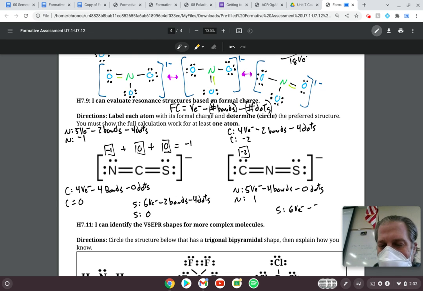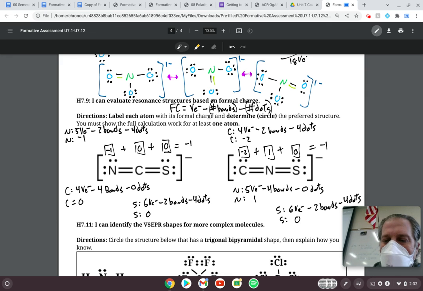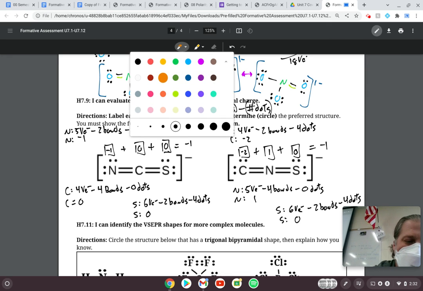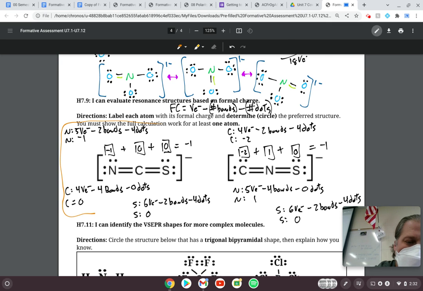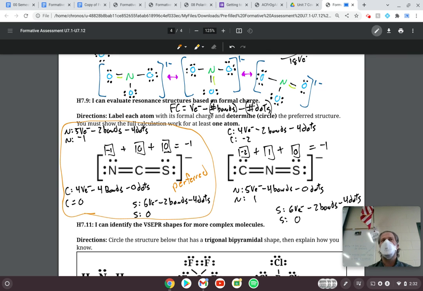Sulfur has 6 valence electrons minus 2 bonds minus 4 dots. So sulfur's total charge there is going to be 0. Now in this case, minus 2 plus 1 plus 0 is still minus 1. So the most preferred structure here is going to be this one over here. And this is going to be the preferred structure, because even though they both add up to minus 1, the formal charges of the individual atoms are lowest, or closest to 0, on that structure.